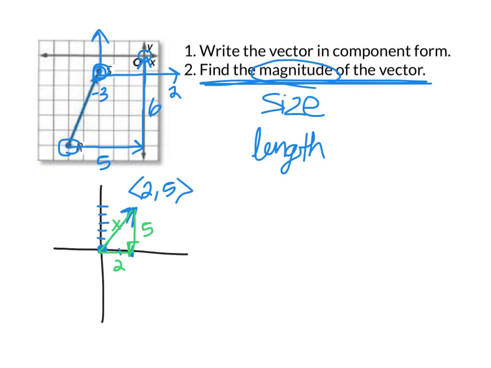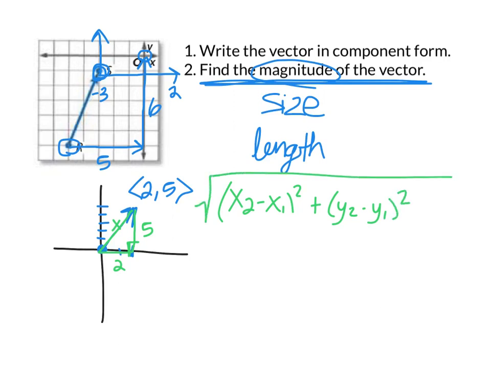Another way to do it is to use the distance formula. Do you guys remember the distance formula? It's x2 minus x1 squared plus y2 minus y1 squared. Add them together and take the square root, the distance formula. So that's what the distance formula is. So we can also use that if we want to try to find x.